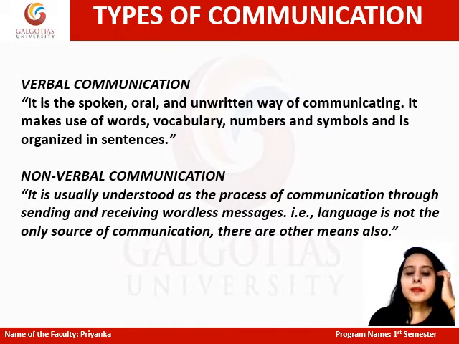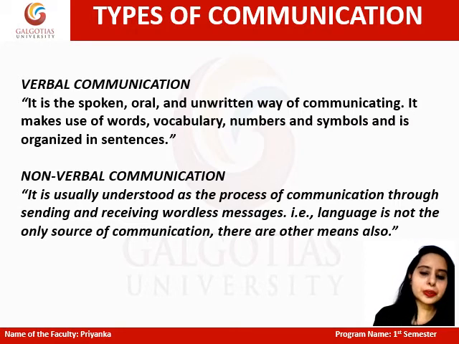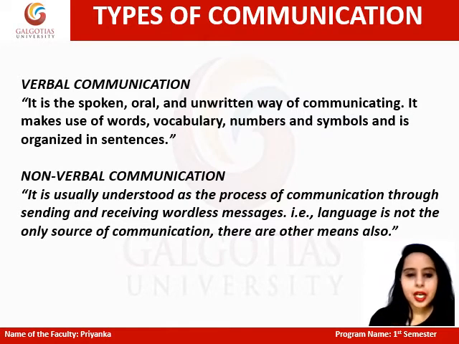When we talk about types of communication, we have basically two types. One is verbal and another is non-verbal. Verbal is basically the spoken, oral, and unwritten way of communicating. It makes use of words, vocabulary, numbers, and symbols, and is properly structured in sentences. You can take an example of interjections, question mark sentences, or any common full stop sentences. All these form part of verbal communication.